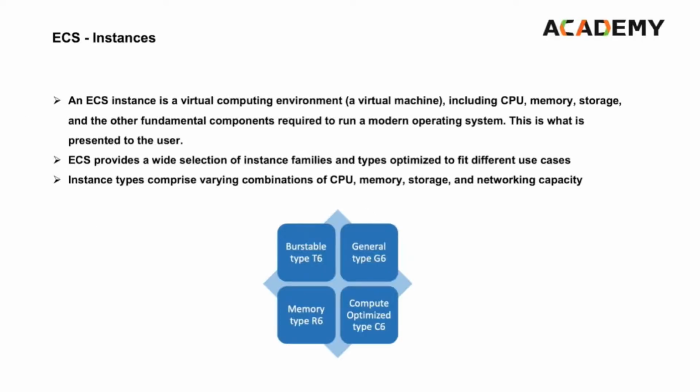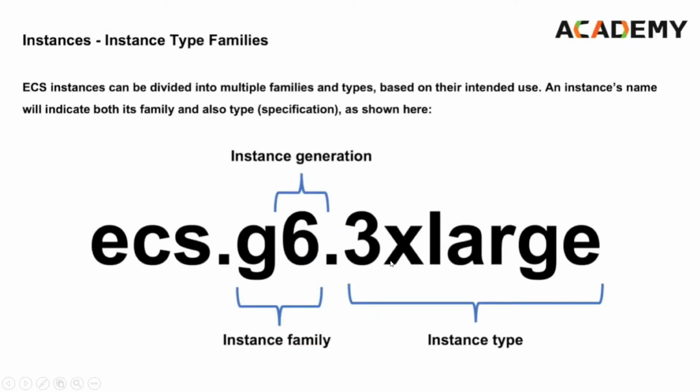So what is this instance family? G6 is general type. We see over here, this is the type of ECS instance. That's why we call it G6. What is that 6 in G6? That is the instance generation. Which generation does that instance belong to? This ECS instance belongs to the 6th generation of ECS.